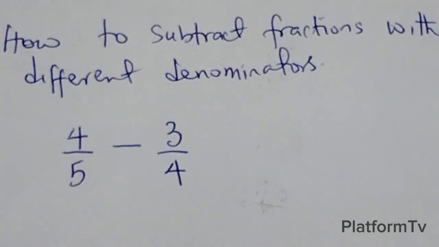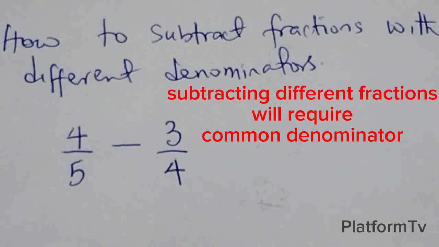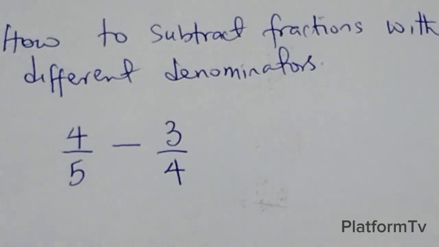So I have two fractions. I have 4 over 5 and then I have 3 over 4. Now, because the denominators are different, I have to find the common denominator to make this fraction work. Like I said in the video on adding fractions, once you can get the denominators to be the same, you can add, you can subtract fractions.